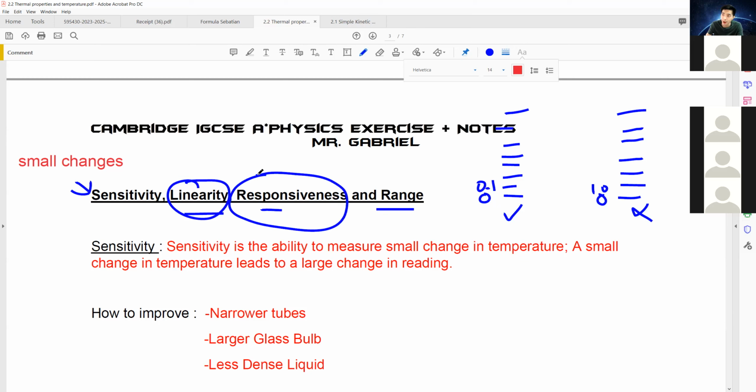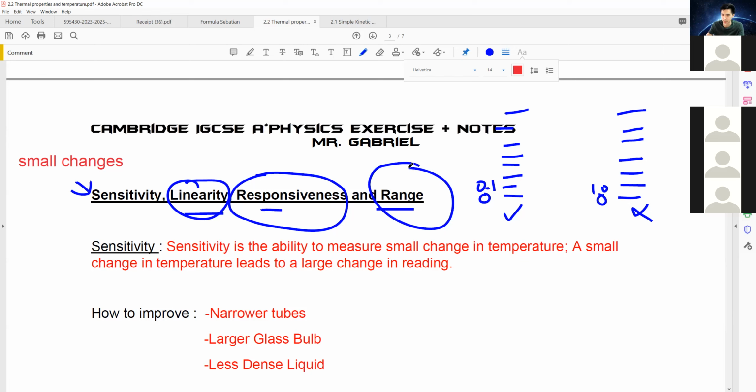Responsiveness is usually how fast something can react. In terms of responsiveness, the thickness of the glass bulb usually plays a role. Of course, if you have a thinner glass bulb, it means the heat needs to penetrate through much less glass and thus be able to respond very quickly. And if you have a thicker glass bulb thermometer, it means the heat has to penetrate through a whole lot of layers of glass and thus will usually respond much less.